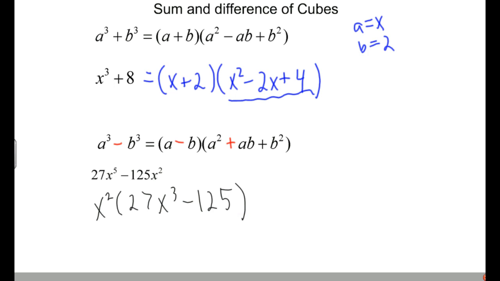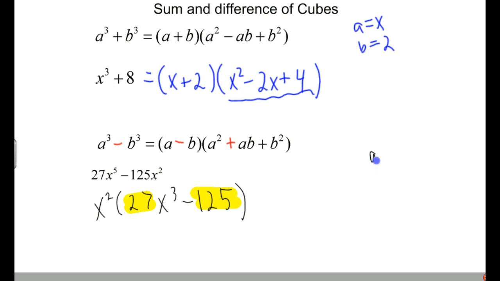now if you look at this, this is a perfect cube. This is a perfect cube, right? 3 cubed is 27. 5 cubed is 125. X cubed is a perfect cube. So we have what's called difference of cubes. So we're going to apply the formula.